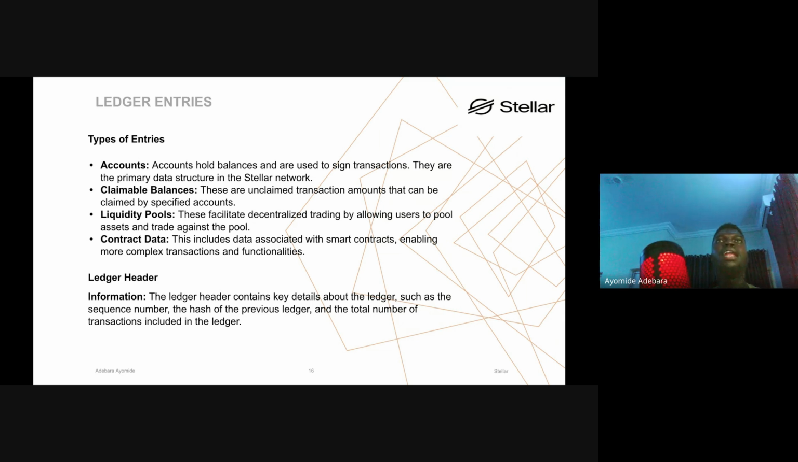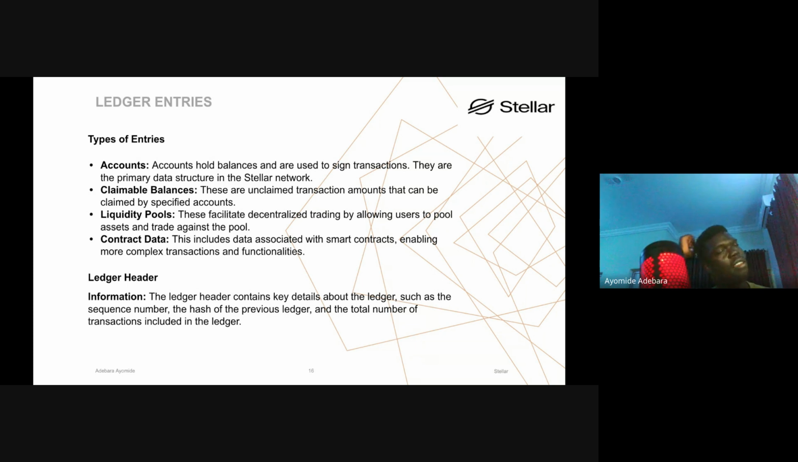We have claimable balance. These are unclaimed transaction amounts that can be claimed by specific accounts. So there are some transactions with unclaimed amounts, and the money can be claimed. This situation can come in different forms actually. A situation whereby there are balances that should be claimed, and some transaction owes this particular amount.